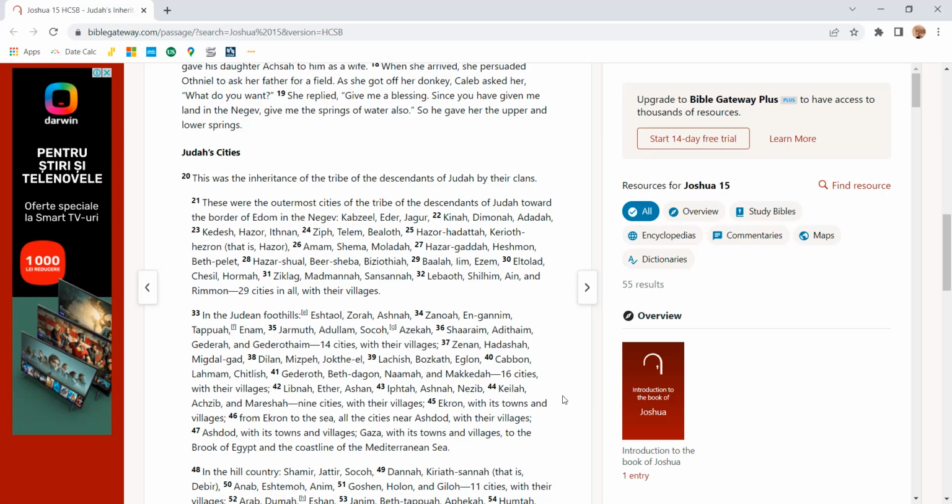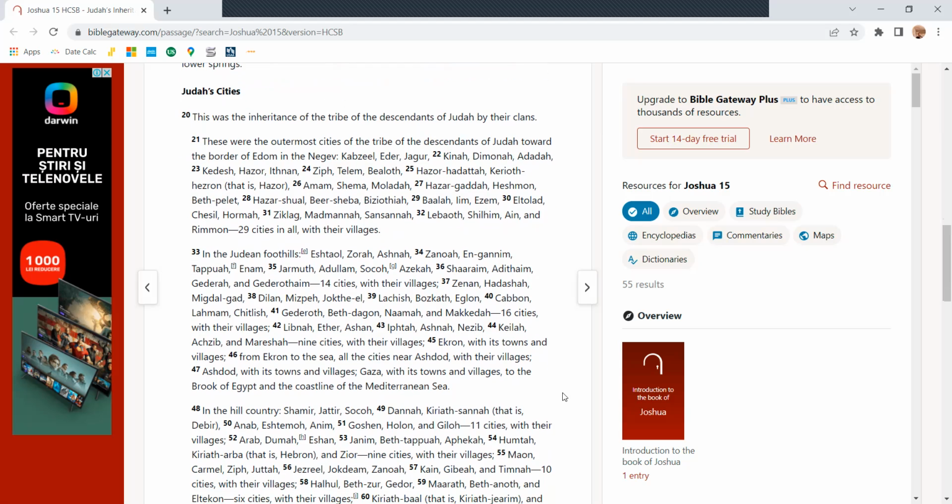Caleb asked her, "What do you want?" She replied, "Give me a blessing. You have given me land in the Negev. Give me springs of water also." He gave her the upper and lower springs. This was the inheritance of the tribe of the descendants of Judah by their clans.